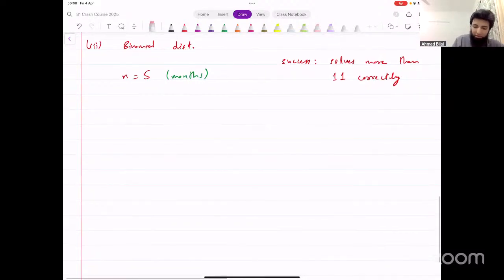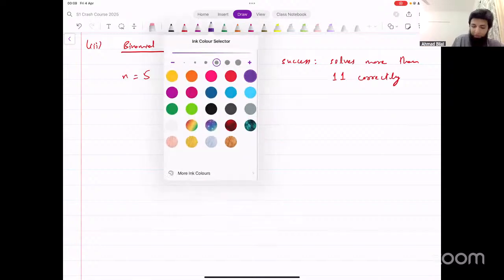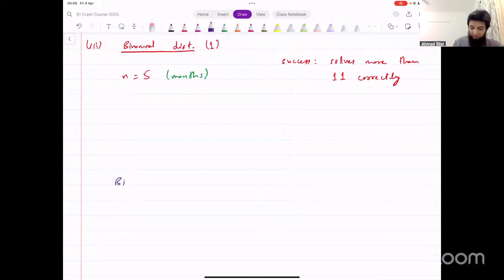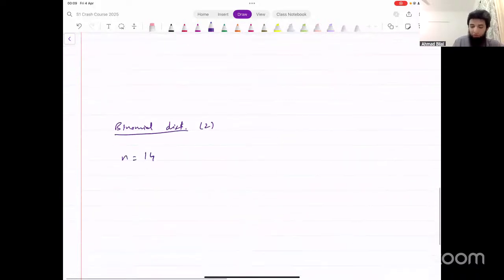You can say this is the outer binomial distribution. I can say this is the first binomial distribution. Inside this, you have another binomial distribution, and that is the earlier one that we were already talking about, in which in every month, she was solving 14 puzzles.